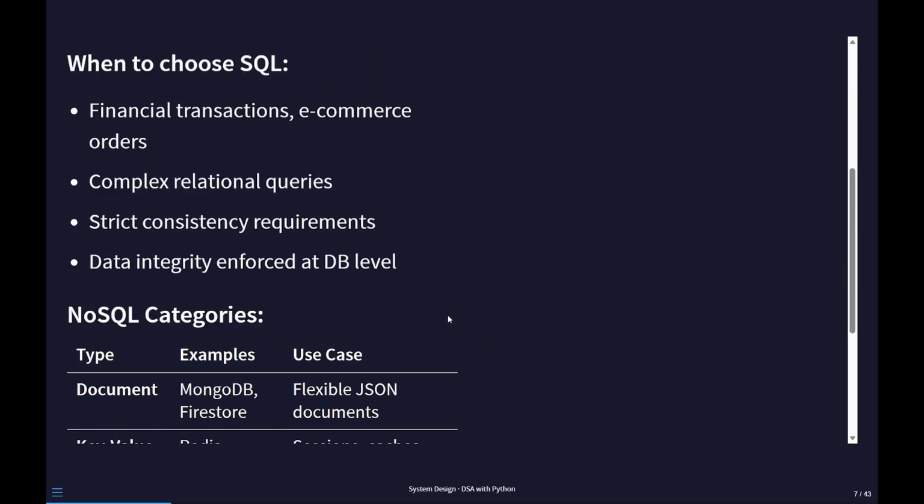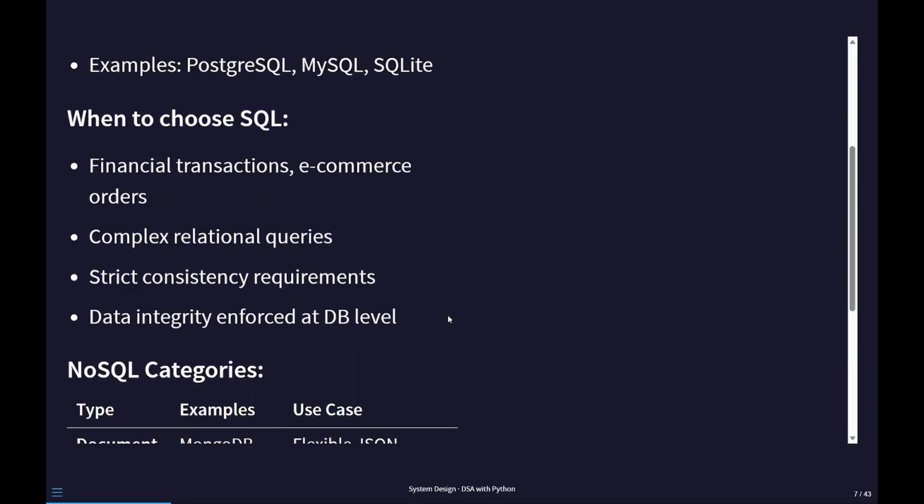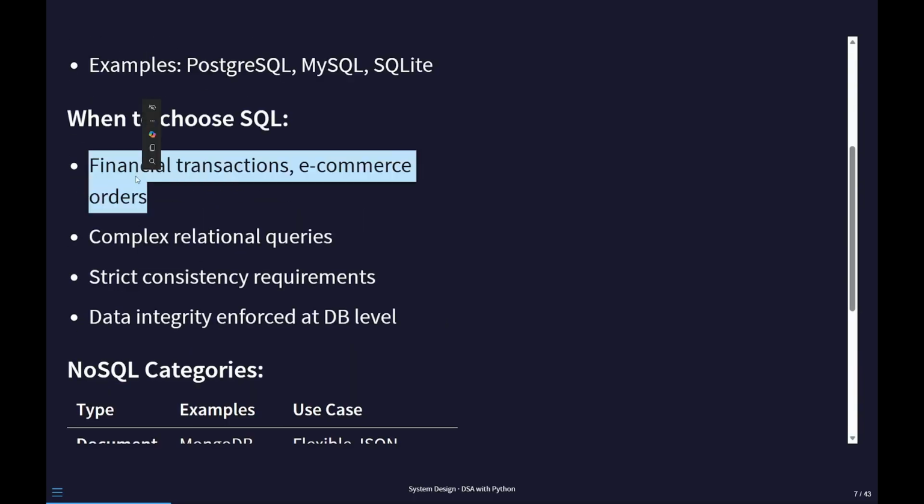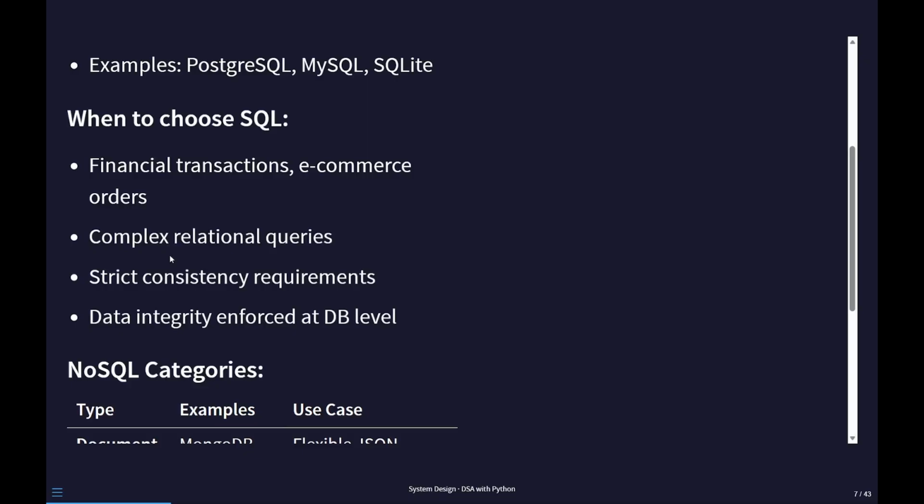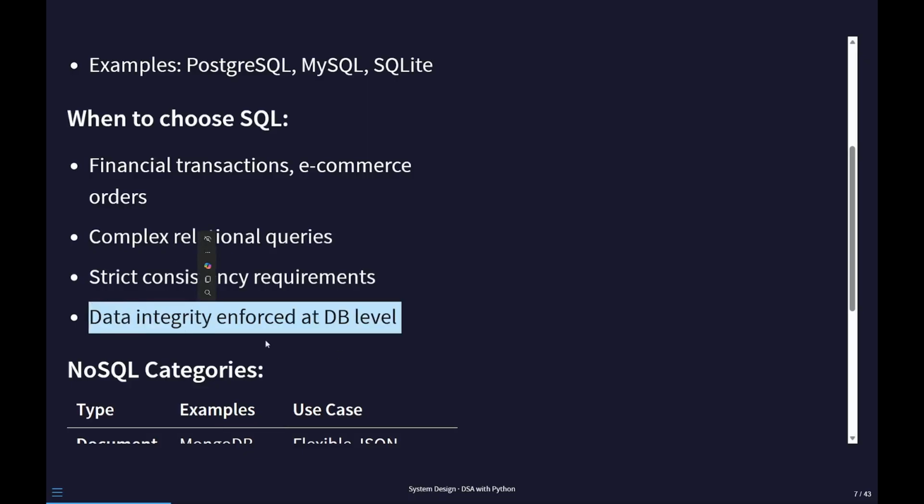Choose SQL when you need financial-grade consistency: payments, orders, inventory. When your data is naturally relational, and you need to query across those relationships. When data integrity must be enforced at the database level, not the application level.